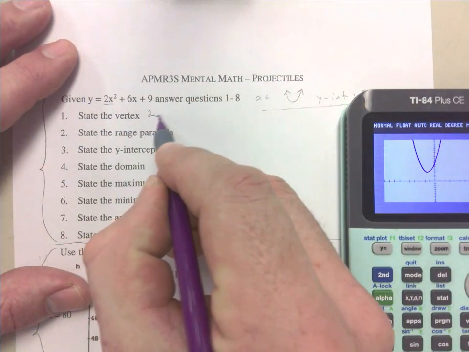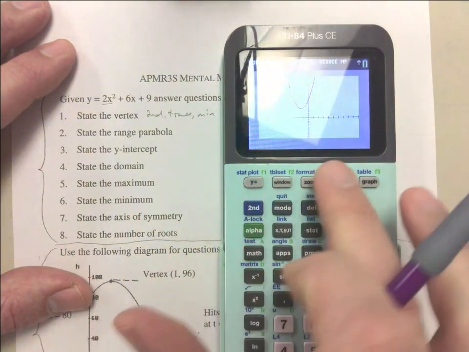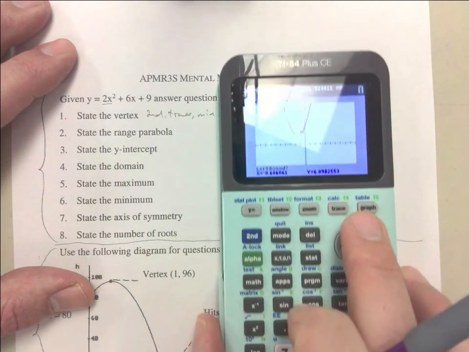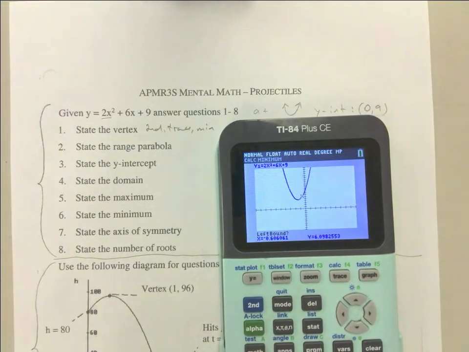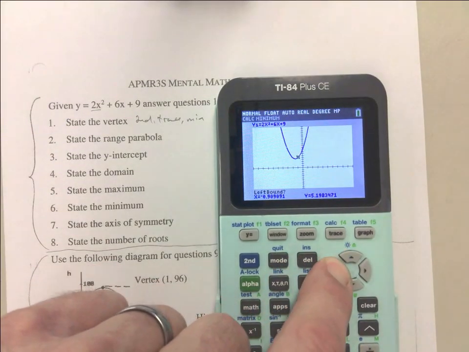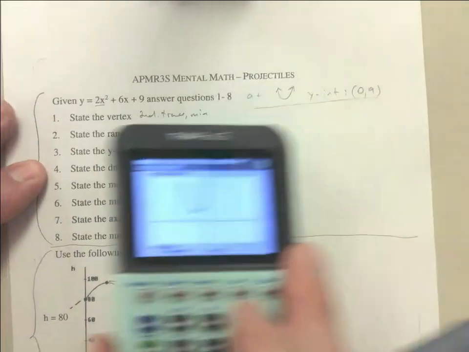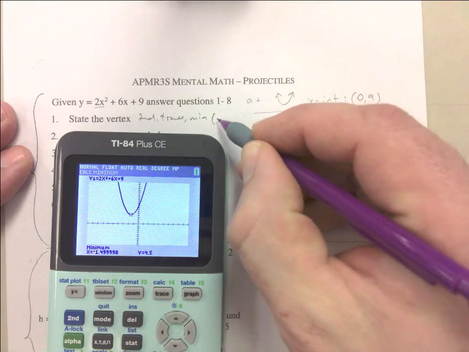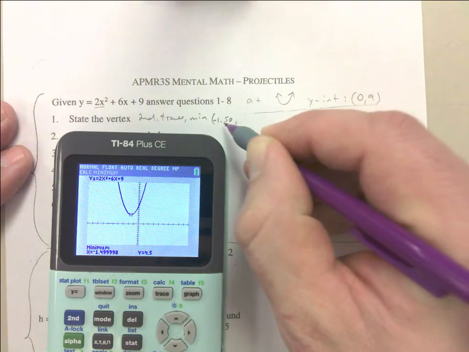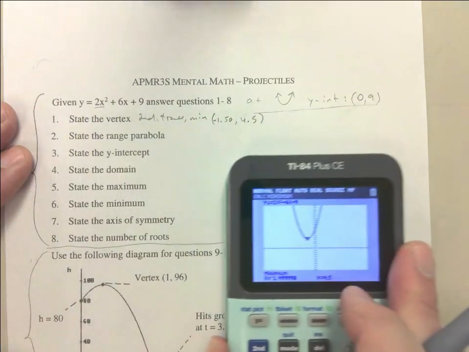So I'm just going to go second, trace, min, right? It's a min. So second trace, minimum. It's glaring a lot, so I'm too backed up, I think. That's probably what it is. Left boundary, right boundary. As you can tell, after a while, you should be pretty quick. Because it's just asking for the vertex in general, it's (1.5, 4.5). So I would just want to see the coordinates of the vertex.